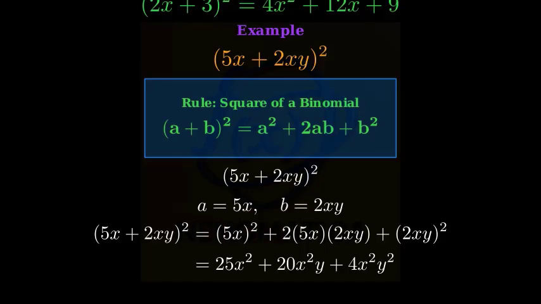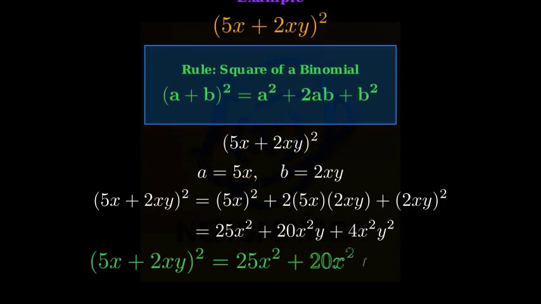Therefore, the final expansion is 25x squared plus 20x squared y plus 4x squared y squared. Notice that in both examples, we get a trinomial expression when we expand the square of a binomial.